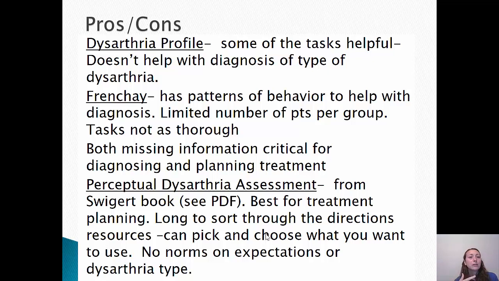It does oral mech, oral motor, the kinds of tasks that we would utilize in a motor speech assessment. But the Dysarthria Profile doesn't, from your data, help you define all of the different types of dysarthria. So that's a disadvantage. The front sheet has patterns of behaviors which help with diagnosis, upper motor versus lower. But the data for the standardized assessment per group is very limited. I think of like 30 patients are part of the normative sample, so even that data is loose for interpretation.